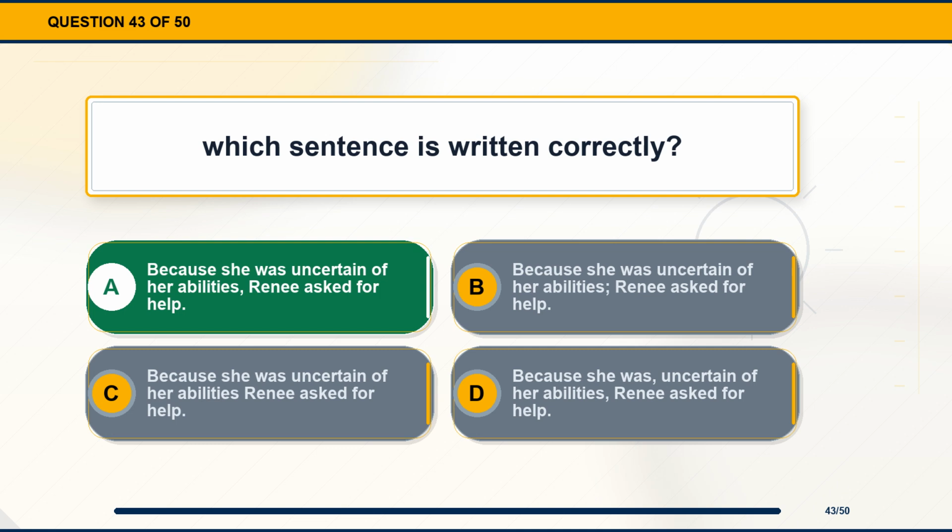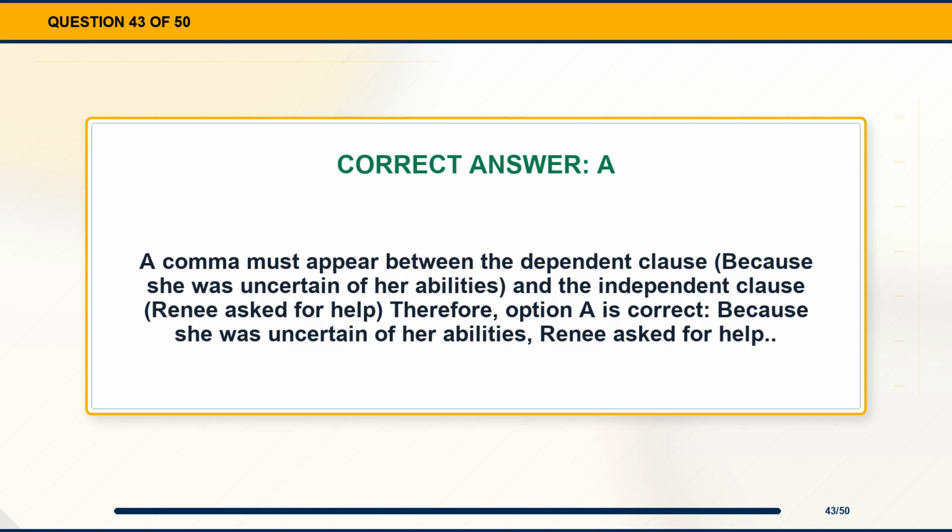The correct answer is option A, because she was uncertain of her abilities, Renee asked for help. Explanation: a comma must appear between the dependent clause, because she was uncertain of her abilities, and the independent clause, Renee asked for help. Therefore, option A is correct, because she was uncertain of her abilities, Renee asked for help.